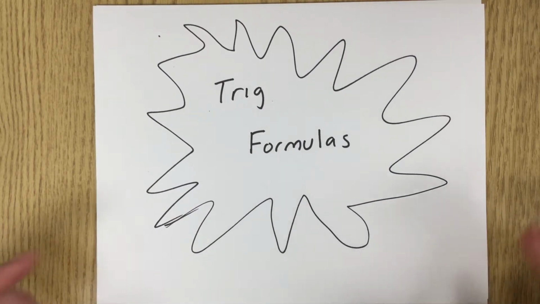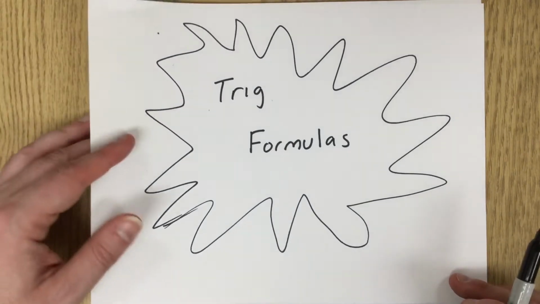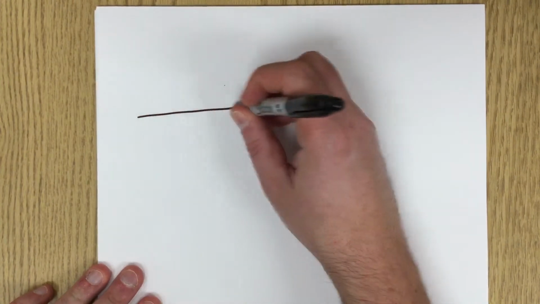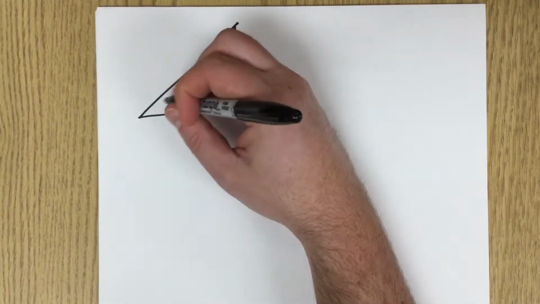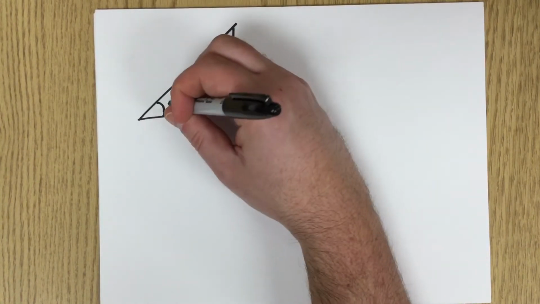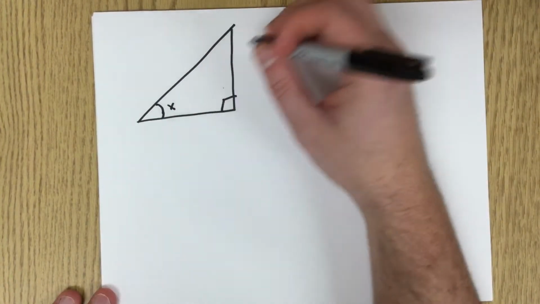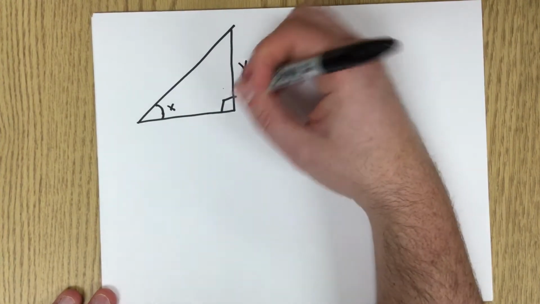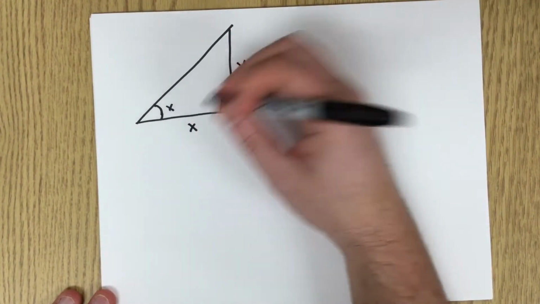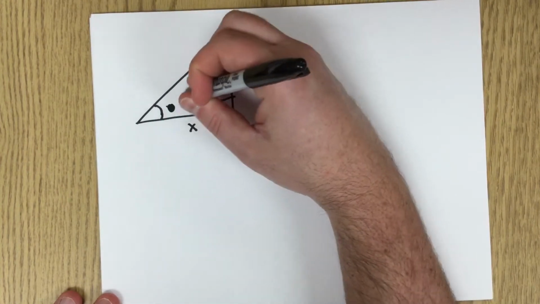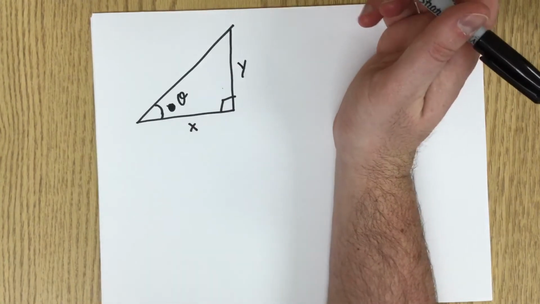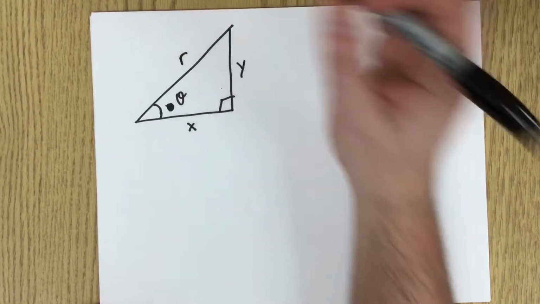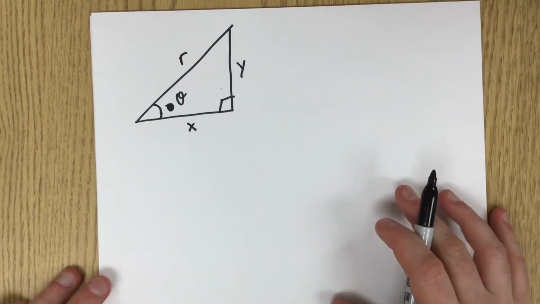Now what we're going to do is create some formulas to do with the trig functions. To do that, we're going to look at a right angle triangle, and we're going to say that this is our angle theta, which is the variable for angles. This is y, because if you look at a Cartesian coordinate, that's kind of the y-axis, and this is x. And for a variety of reasons, I'm going to call this r, but it doesn't actually matter.